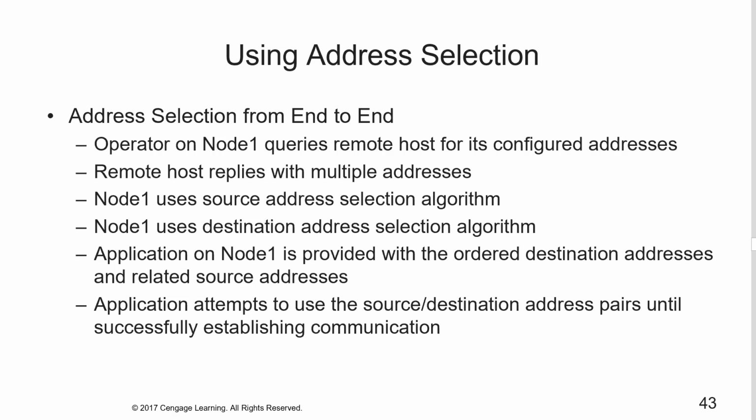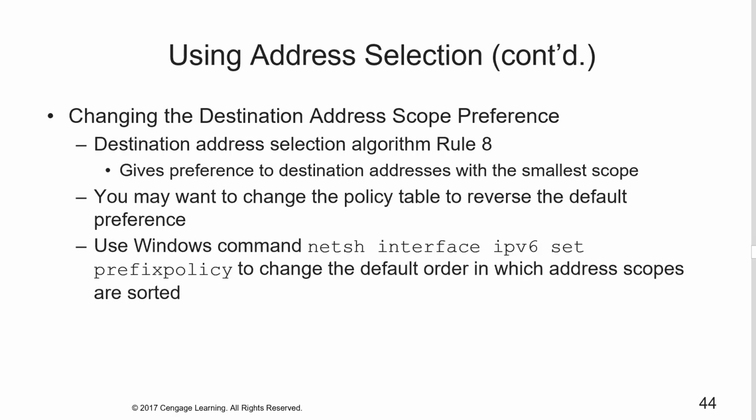So when you're using address selection from end to end and an operator on node 1 queries a remote host for its configured addresses, the remote host is going to reply with multiple addresses, and node 1 then uses the source address selection algorithm, and following that, node 1 uses the destination address selection algorithm. So the application on node 1 is provided with the ordered destination addresses and related source addresses. And then the application will attempt to use the source and destination address pairs until it successfully establishes communication.